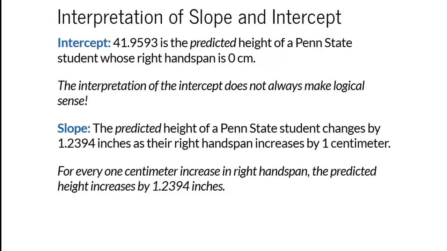The slope of any line tells you how much the y value changes for a 1 unit change in the x value. So for this example, the predicted height of a Penn State student changes by 1.2394 inches as the right handspan increases by 1 centimeter. So for every 1 centimeter increase in right handspan, the predicted height for a Penn State student is increased by 1.2394 inches.